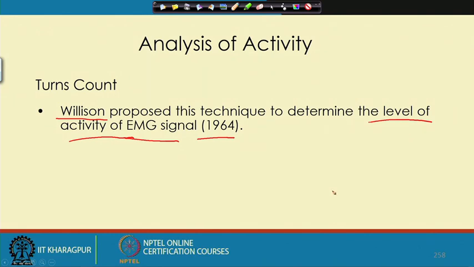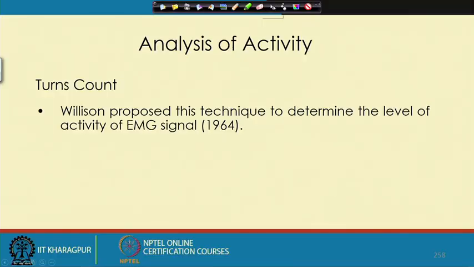In fact, if you look carefully, this turns count is very much related to the zero crossing rate. Zero crossing rate measures the amount of activity, or how the change in frequency is occurring in the signal. The turns count is also giving the same thing. The difference is that in the zero crossing rate we take a reference, usually the midpoint or midline, and how many times we cross that is the way we try to find out the frequency.